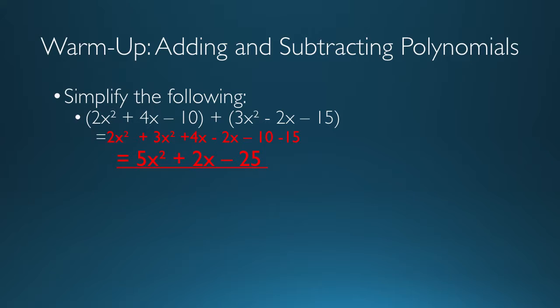Okay, so let's review subtracting polynomials. Here we have two trinomials, 6x squared minus 40x plus 15, and you need to subtract 2x squared plus 60x minus 10. So please take a few seconds. I'll give you 30 seconds to complete this one.